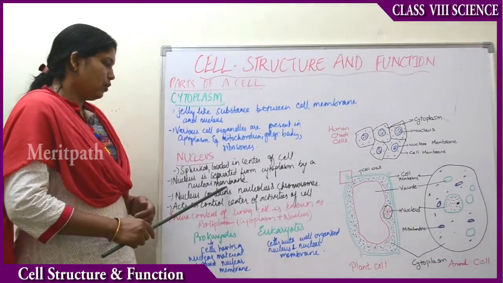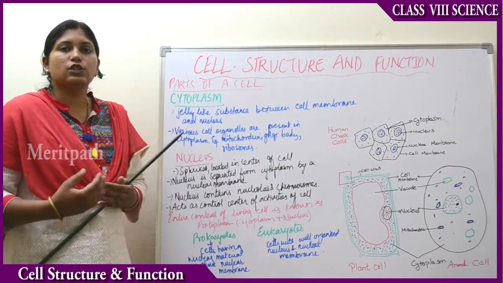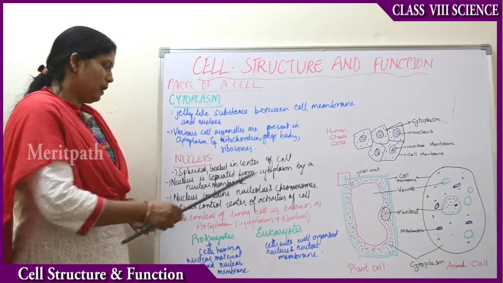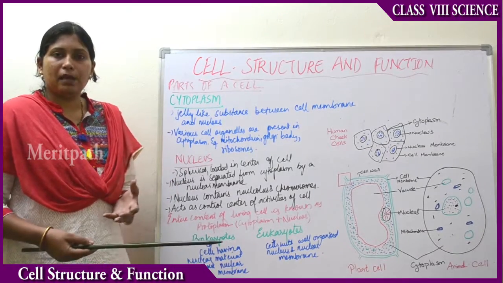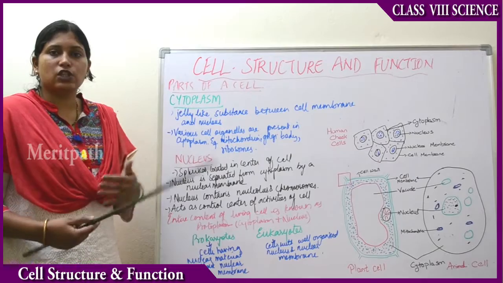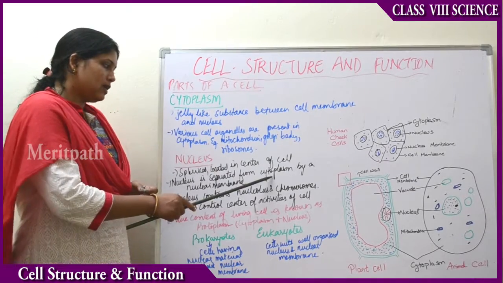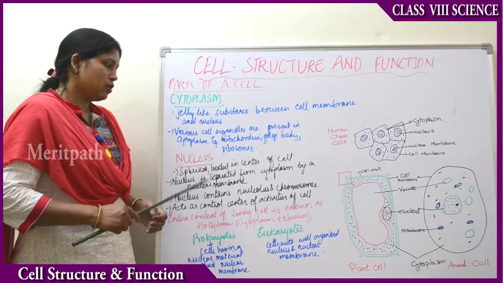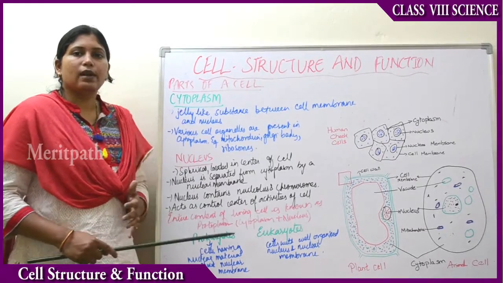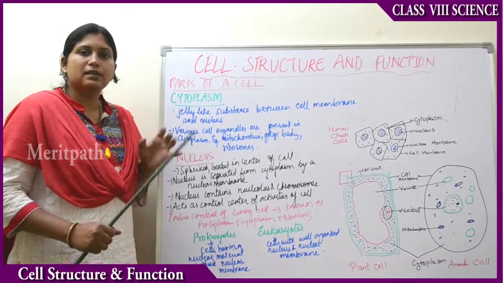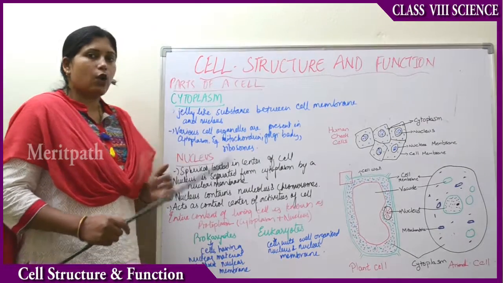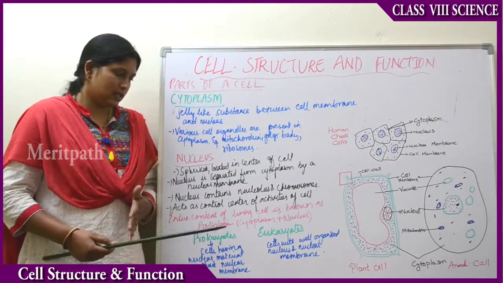The nuclear membrane allows the exchange of fluid between the cytoplasm and nucleus. It is like a permeable membrane which allows the exchange of substances between the cytoplasm and nucleus. So the nucleus is known as the control center of the activities of the cell because it controls all the activities going on in the cell.